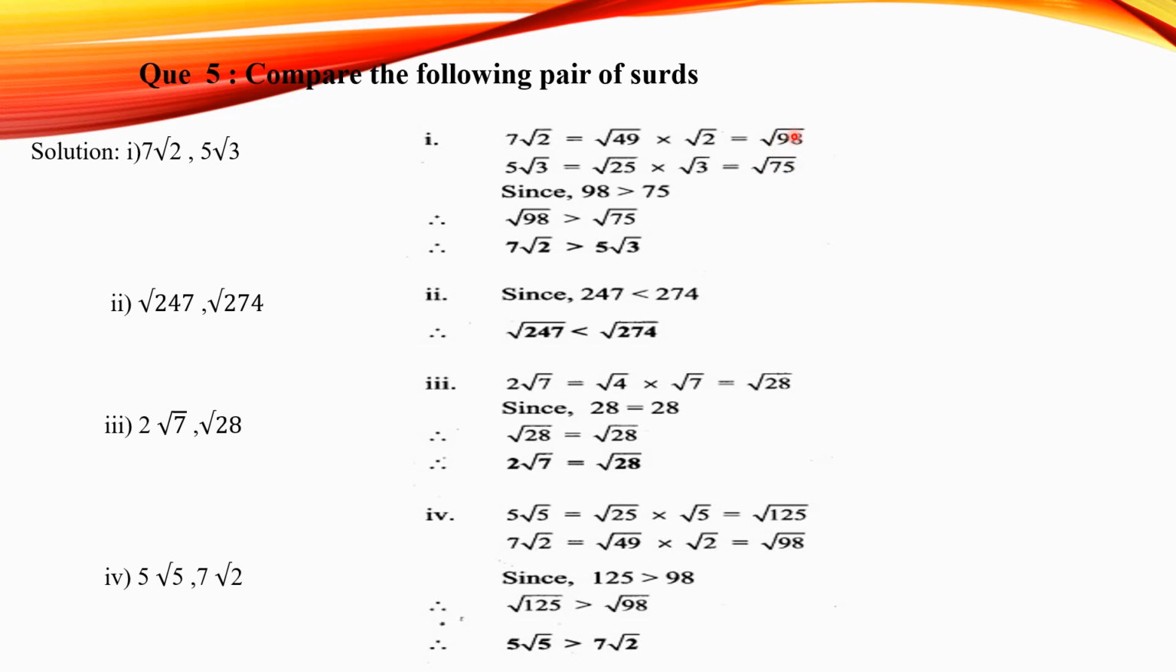Now root of 98 and root of 75 are of the same order. So we will compare the numbers 98 and 75. 98 is greater than 75, so square root of 98 is greater than square root of 75. Therefore, 7 root 2 is greater than 5 root 3.